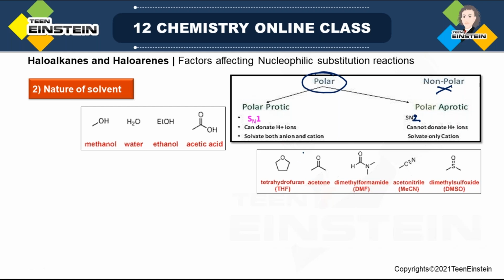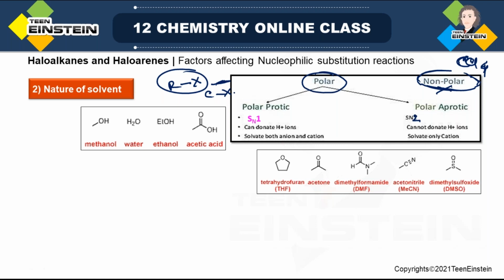The reason is that the starting material here is RX, and it has some amount of polarity. Suppose you take a non-polar solvent like CCl4 and dissolve this RX in it. The solubility will not be very good, because RX has some polar nature. Halogen is electronegative, so the carbon-halogen bond is polar. Obviously it will prefer a polar solvent, not a non-polar solvent. So that is why we never talk about non-polar solvents.